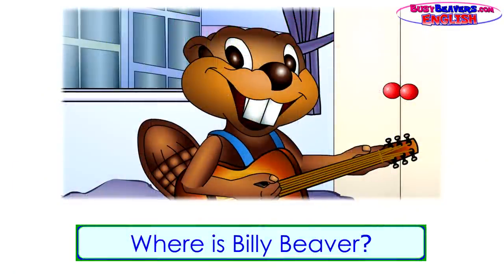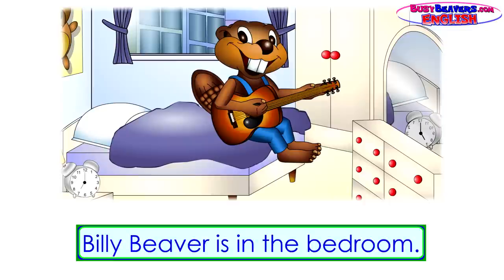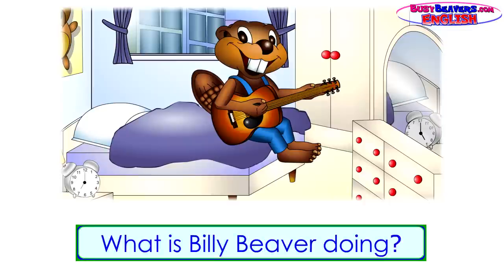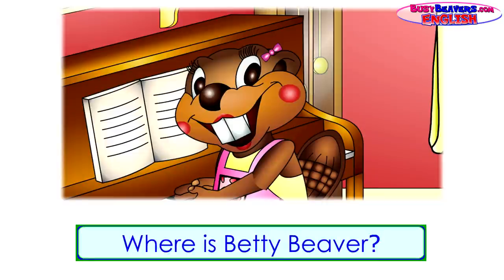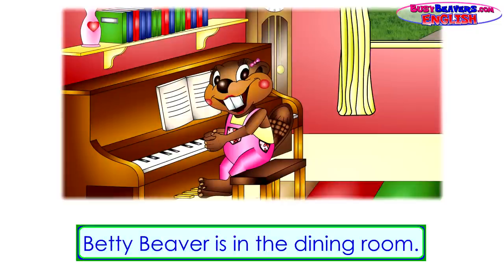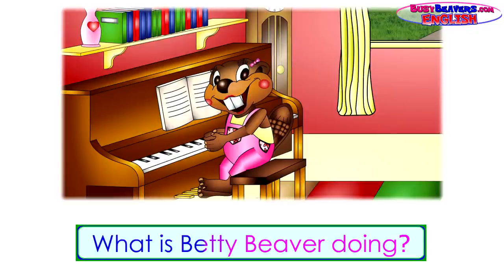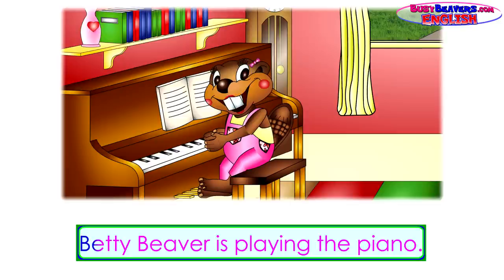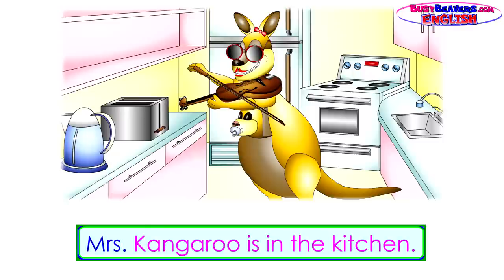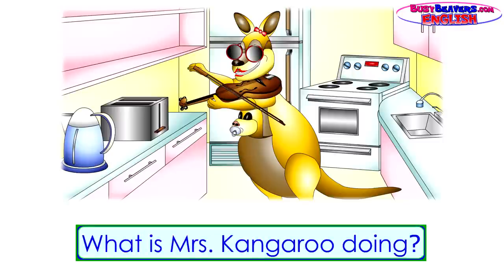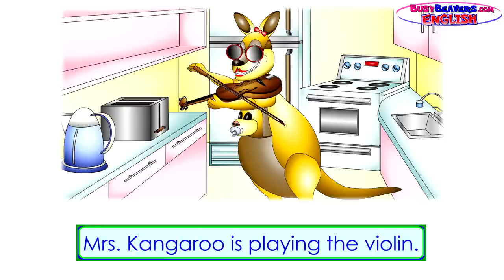Where is Billy Beaver? Billy Beaver is in the bedroom. What is Billy Beaver doing? Billy Beaver is playing the guitar. Where is Betty Beaver? Betty Beaver is in the dining room. What is Betty Beaver doing? Betty Beaver is playing the piano. Where is Mrs. Kangaroo? Mrs. Kangaroo is in the kitchen. What is Mrs. Kangaroo doing? Mrs. Kangaroo is playing the violin.